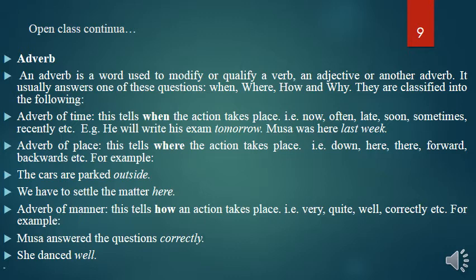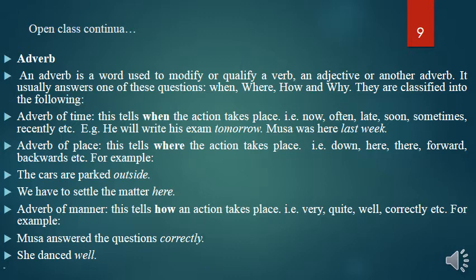Adverb of time tells when the action takes place. That is, it tells the time when an action takes place, like sometimes, today, tomorrow, last week, soon, and so on. For instance, he will write his exam tomorrow. Tomorrow is an adverb of time. Why? Because it tells when the exam is taking place.